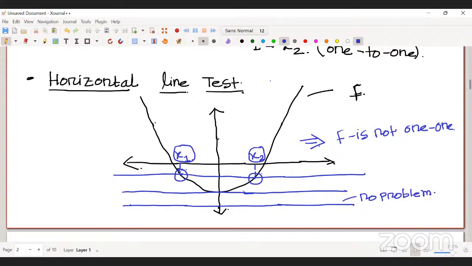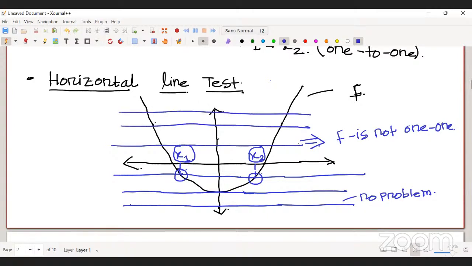You have to check it for all the horizontal lines, and see whether all of them cross this graph at most one point or not. If all the horizontal lines cross the graph at most one point, then you say that this function is 1-1. Otherwise the function is not 1-1.